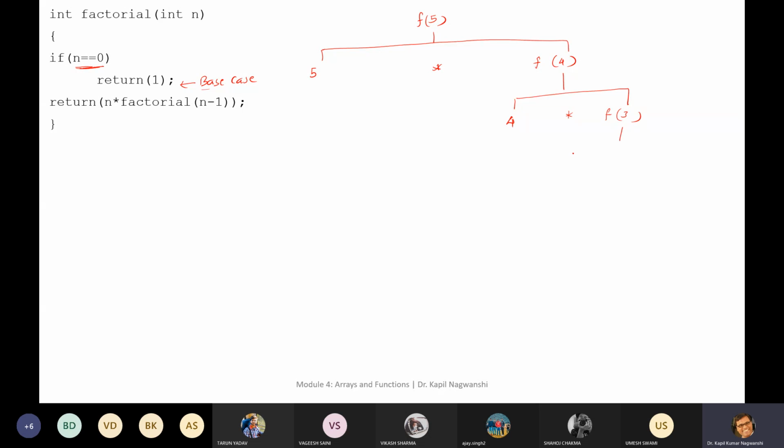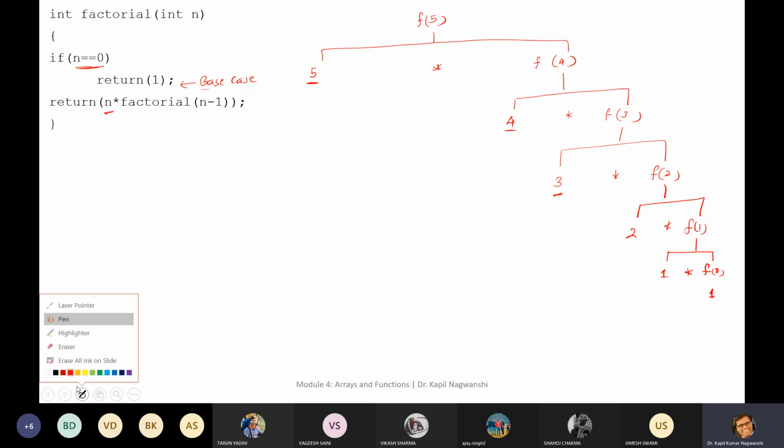Now, this is not a base case. It will call 3 multiplied by factorial 2. This is also not a base case, and we are recursively going down to 2 multiplied by factorial 1. Each and every time, this is the value of n. But until this value is available, we will not be able to solve the problem. Now factorial 1 will be divided into 1 multiplied by f0, and f0 will return 1. So 1 multiplied by 1.